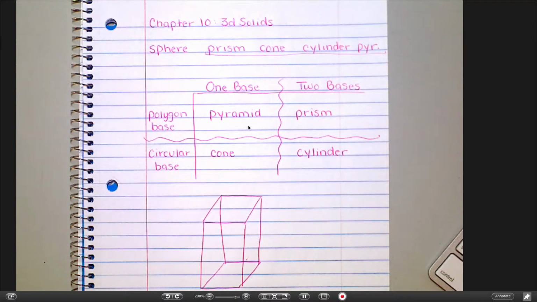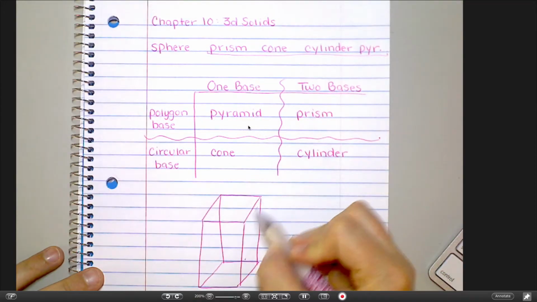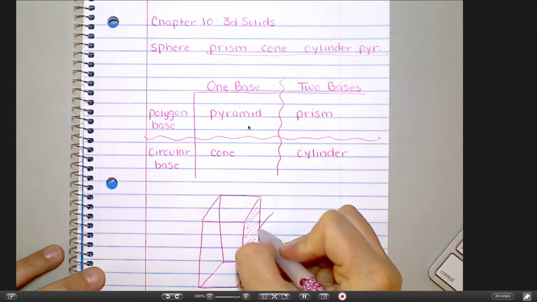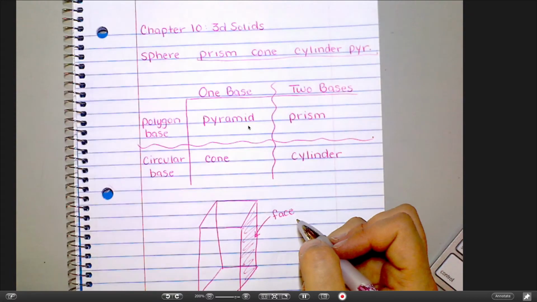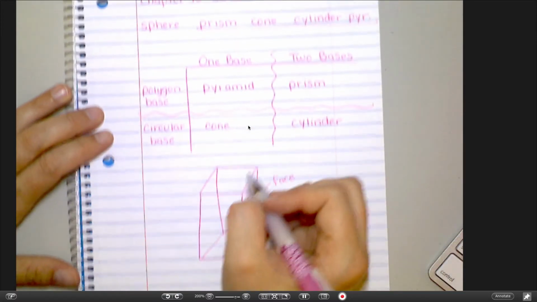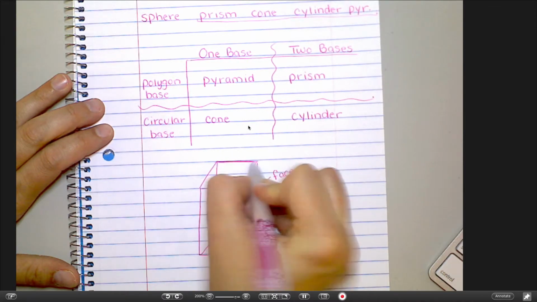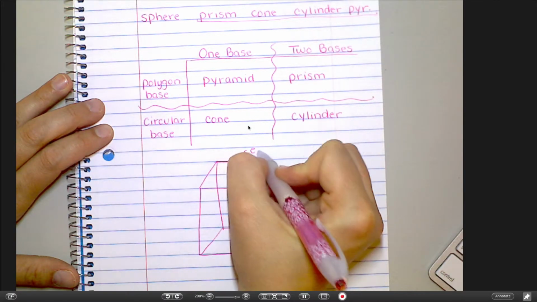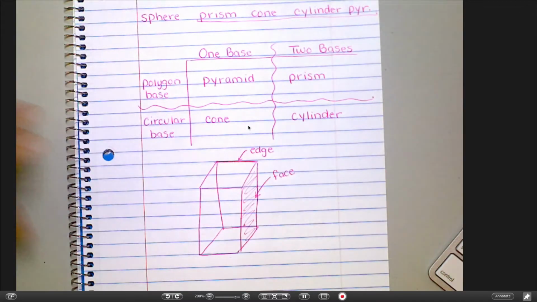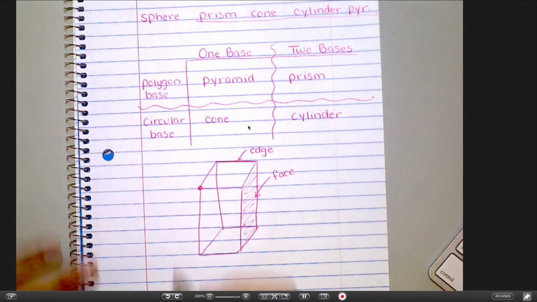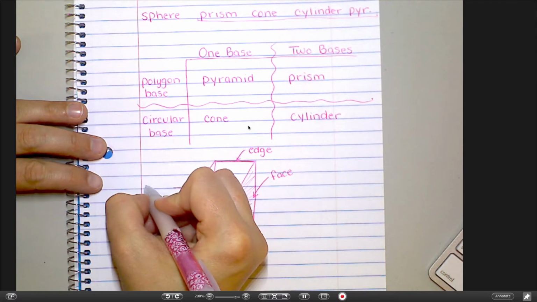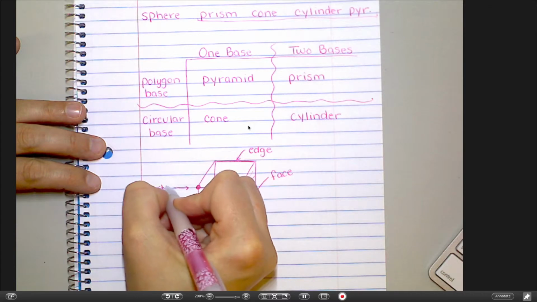What is a face? What am I talking about when I say a face of this? It's like a side, like this whole thing would be a face. What's an edge? The lines, good. So like this would be an edge. What's another piece that we talk about? We talk about faces, edges, and what do we call the corners? Vertices, so one of them is called a vertex. If there's more than one, we call them vertices.